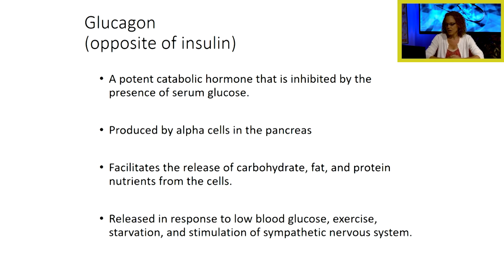And so glucagon gets released when we have low blood glucose, and we need some, when we're exercising, right? Because we're using a lot of energy when we exercise, when we are in a state of starvation, right? And we're not taking in any calories. And of course, like the example we just talked about, when the sympathetic nervous system is stimulated, all right?